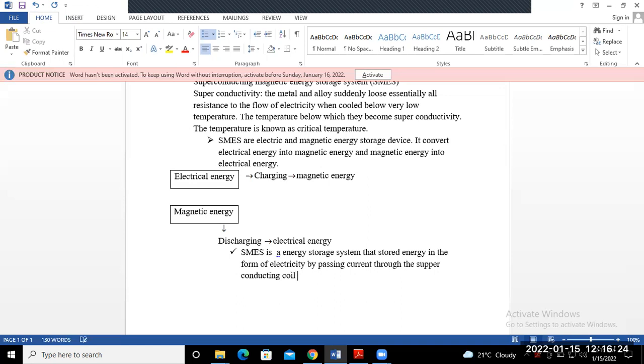The energy is stored in the form of a magnetic field when the coil is charging. These things are already shown through this block diagram also. That means the electrical energy, when charging, is stored in the form of magnetic energy. But during the discharging period, the magnetic energy is converted into electrical energy, as I have shown in the block diagram.